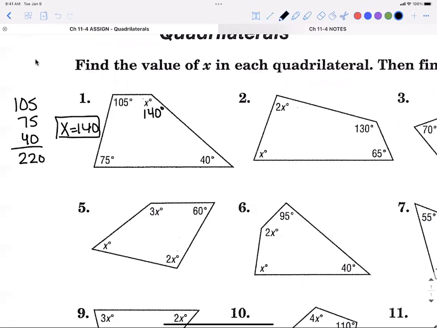So that one doesn't necessarily require the algebra formula, although if you wanted to put the algebra formula in there, and do 105 plus 75 plus 40 plus x equals 360, you certainly can, because you're in essence doing the same thing. You'd combine like terms and get 220. You'd minus 220 from both sides, and you would get x equals 140. So you're going to get the same thing either way.